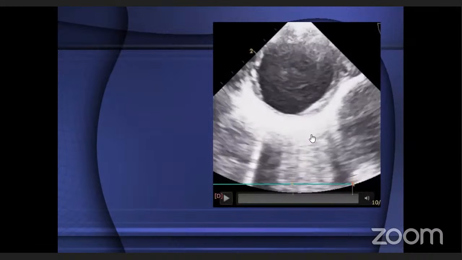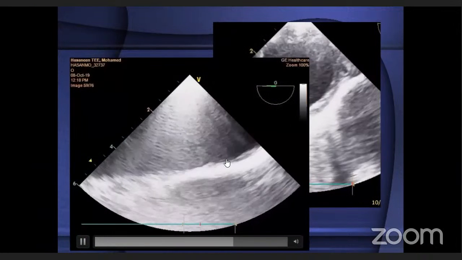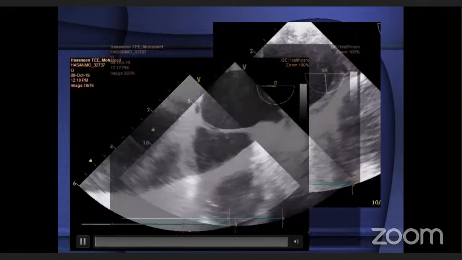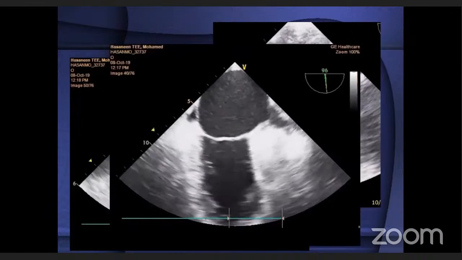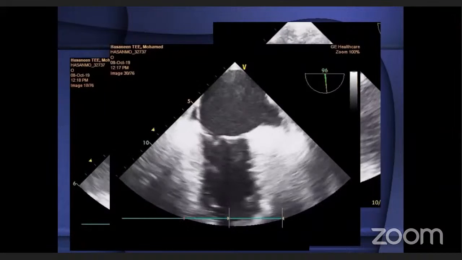The descending aorta shows no dissection flap, and the aortic arch also was free of flap. As regarding the left atrium, it shows a mild spontaneous echo contrast, and the left atrial appendage was free of thrombi.